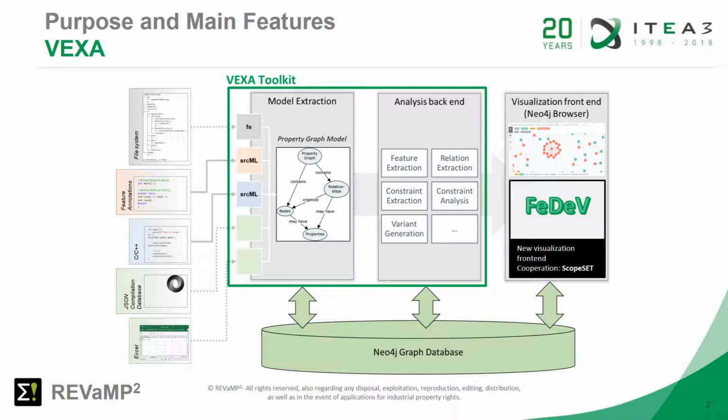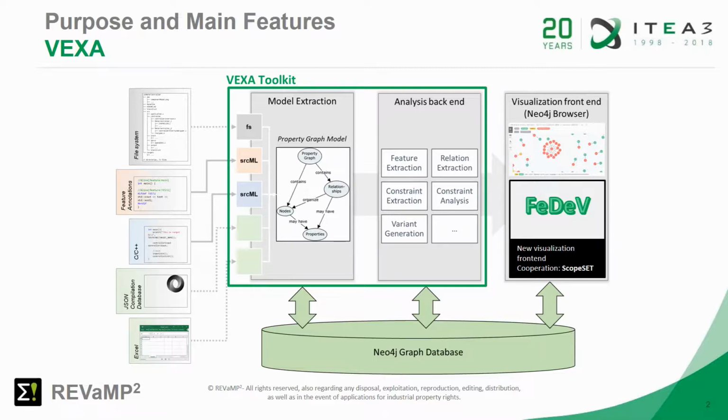VEXA is a collection of complementary algorithms with the purpose of facilitating extraction and source code analysis. The toolkit thus covers two of the three pillars of the overall methodology you can see on the slide. For visualization and result exploration, existing frontends can be used. In this screencast, we will utilize the Neo4j browser, a web application with simple graph visualization support. VEDeV, developed by ScopeSat, is a tool that offers more sophisticated visualization capabilities. A separate screencast for VEDeV can be found on the Revamp project website.